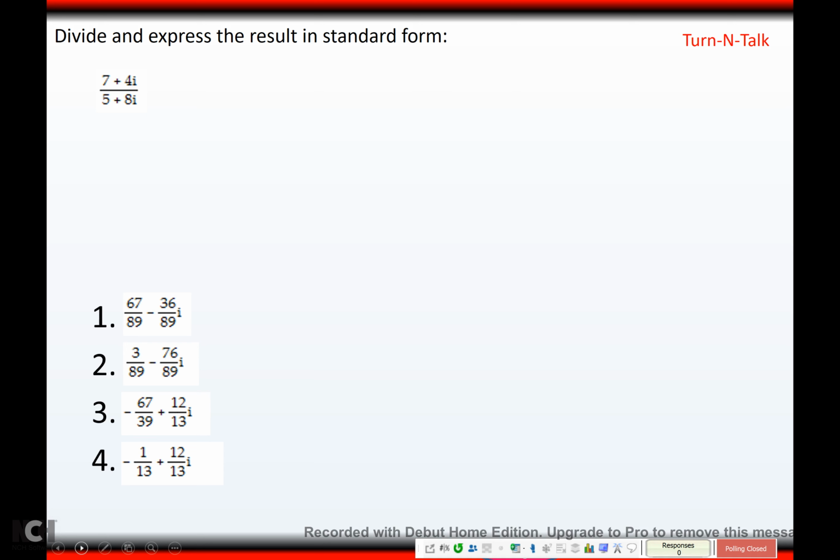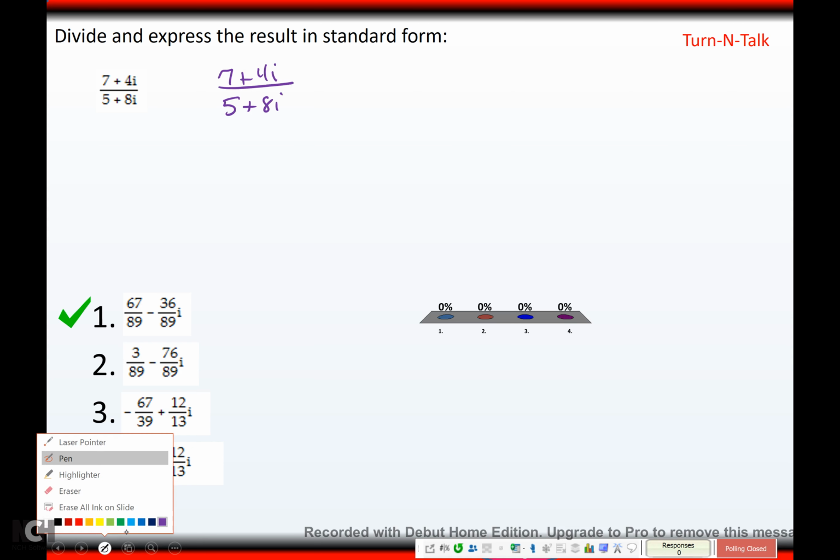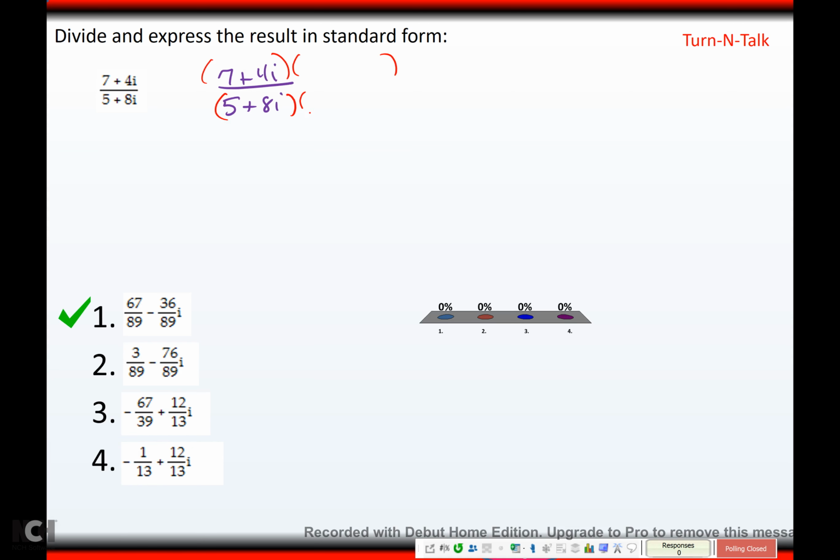Alright, try this one, hit pause, come back when you're ready. And hopefully you got 1. Alright, so I have 7 plus 4i over 5 plus 8i. I can't divide, but I've got to rationalize, so I'm going to multiply the top and the bottom by the conjugate of the bottom, which is going to be 5 minus 8i.